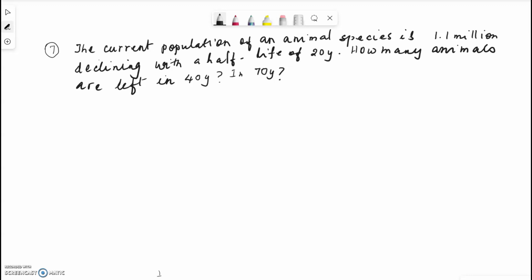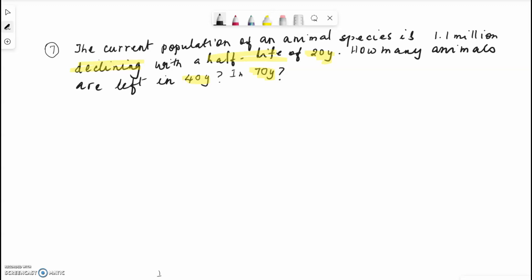So here's another problem. The current population of an animal species is 1.1 million, declining. So that's an important thing to remember. Declining with a half-life of 20 years. How many animals are left in 40 years? And the next question is in 70 years. So this is exponential decrease.